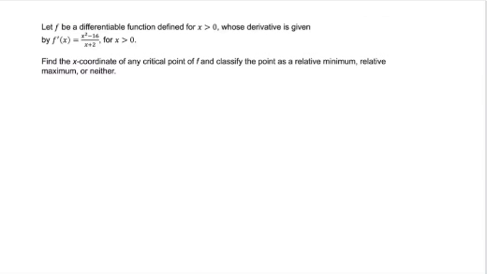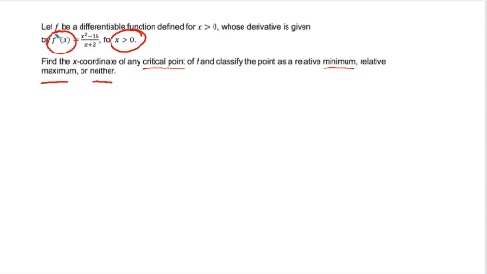Let's look at this problem. Let f be a differentiable function whose derivative is given by f prime of x. Notice it's only for x greater than 0. Find the x-coordinate of any critical point and classify it as a relative min, max, or neither. So once again, we're given the derivative.